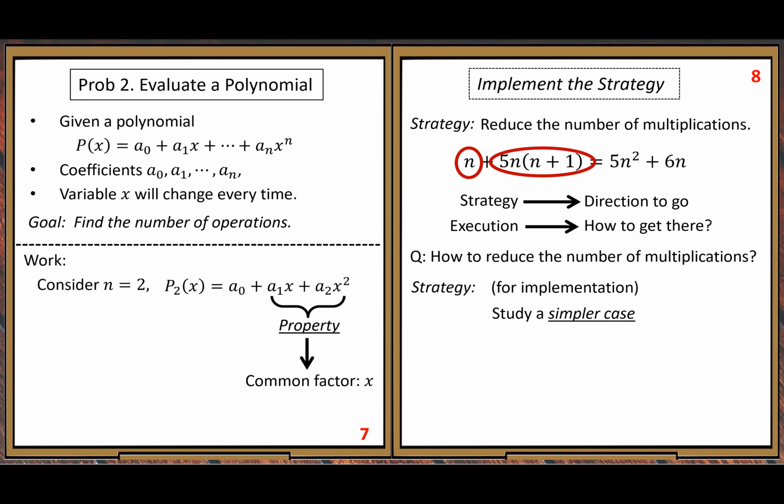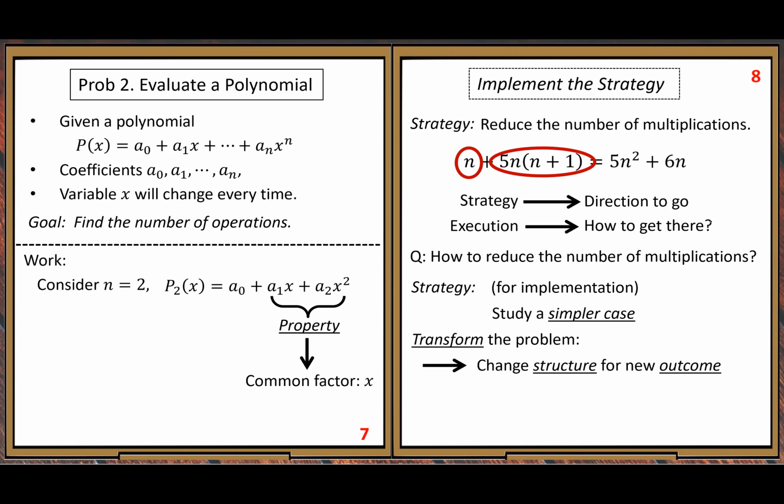Can you see the common factor x? There is a common factor between these two terms. That's the property. When you have a common factor, what do you usually do? Factor it out, right? Factor that common factor out. So here, we change the form. The same formula, but in a different form.